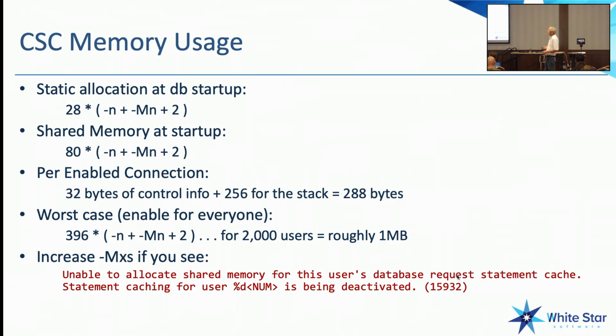So all in, if you have a system with roughly 2,000 connections, you're going to use memory on the order of a megabyte. So this is not a really big footprint feature. You're not using gobs and gobs of memory, so you can feel good about it from a memory perspective. You don't have to worry that you're going to run out of memory because you've enabled this feature. If you do see this error message here about unable to allocate shared memory, that means the -MXS parameter didn't have enough free memory to put additional users in there. But with this kind of a footprint, you're very unlikely to see that. You may see it, and if you do, you need to increase -MXS.